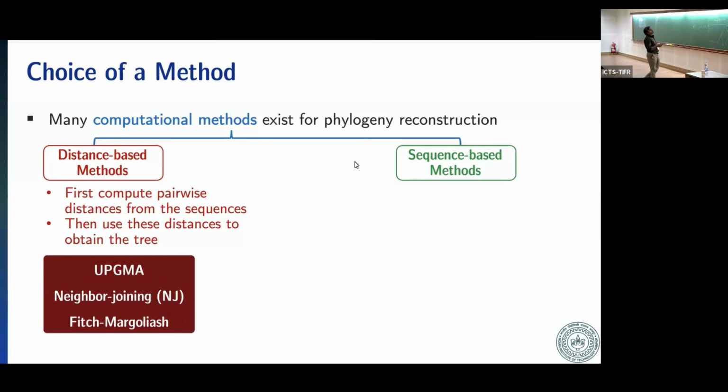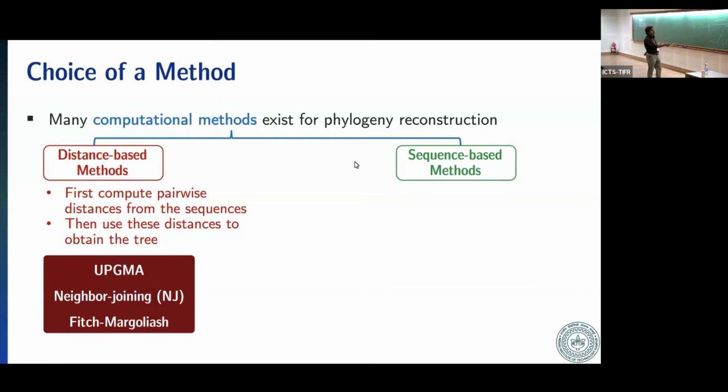So if we talk about distance-based methods, essentially what they do is take the multiple sequence alignment data and compute pairwise distances from this set of data. Once these distances are computed, the multiple sequence alignment is thrown away. All we are working with are these distances, and these distances are then used for constructing the tree structure.